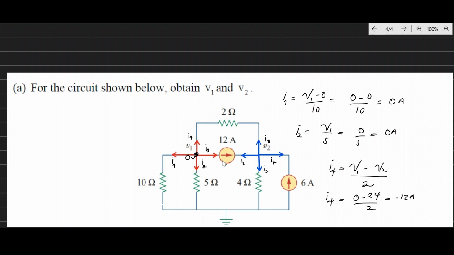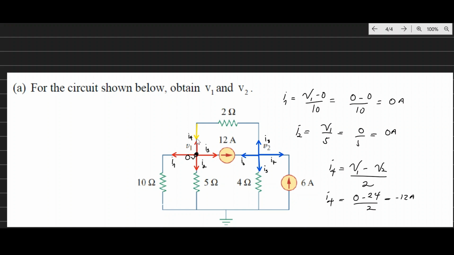So negative 12 amps means what? That the direction you assumed for I4 is wrong, isn't it? Actually, I4 is moving in the other direction. This is the actual direction of I4. Okay? Let me just write it like this. This is the actual direction of I4.